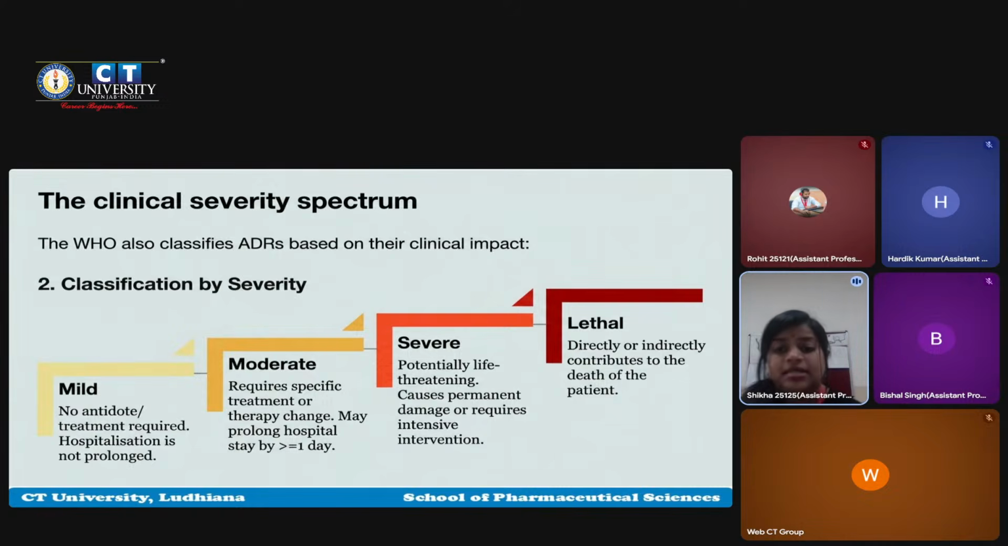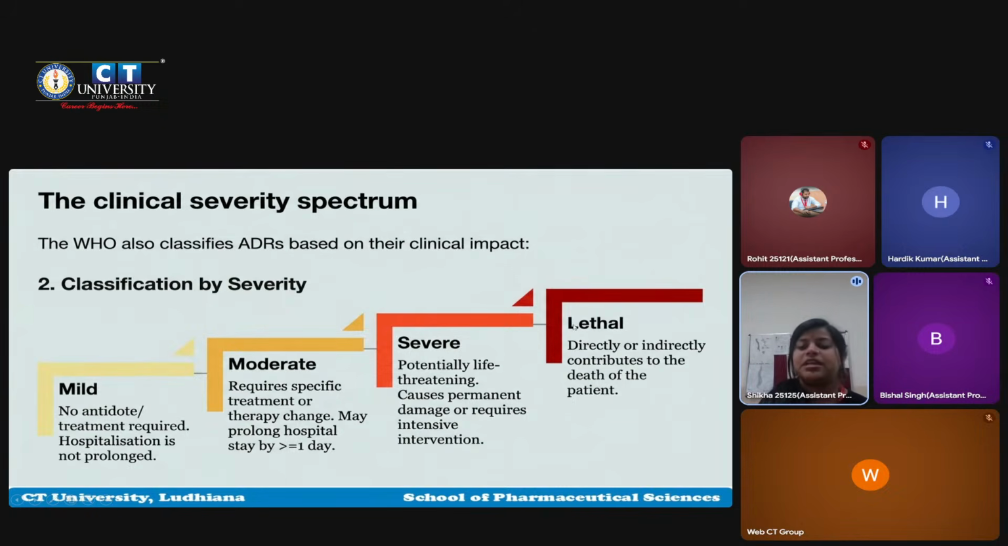So third one is severe. Severe is potentially life threatening. If it is untreated and not resolved, then it can be life threatening, causing permanent damage or requiring intensive interventions. Okay, so this is the severe. And lethal, that is the fourth point. It directly or indirectly contributes to the death of the patient.